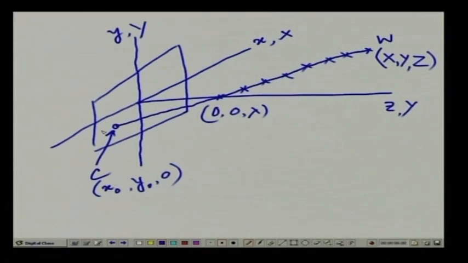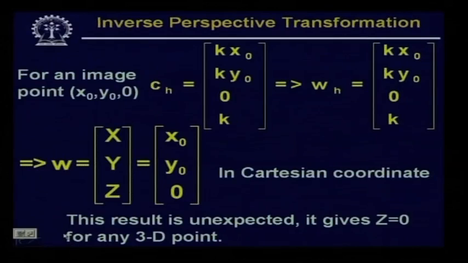So naturally, this being a many-to-one mapping, when I do the inverse transformation using the inverse perspective transformation matrix from image point C to the corresponding 3D world, the solution that I get cannot be an acceptable solution. So we have to have something more in this formulation, and let us see what we can add over here.